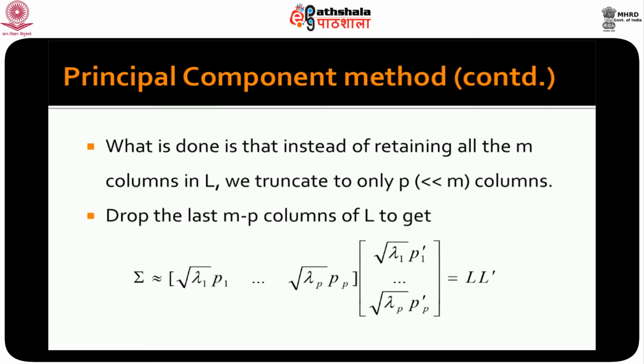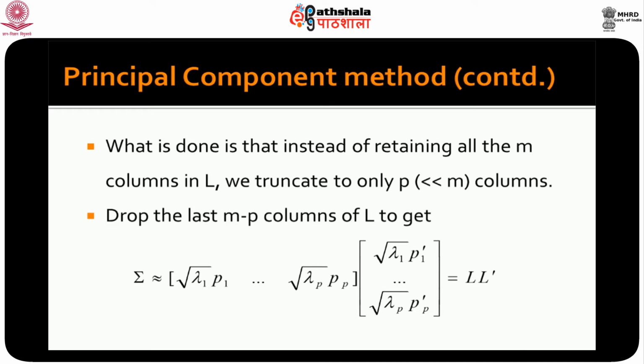So, if you look at the variance of x, now we can split it up into L L prime, but for the factor model we had the psi, and the psi is absent here. So, how do you do this? What we do here is that we only consider the first p columns of the given L. That is, instead of the m columns, we look at only p columns, the first p.